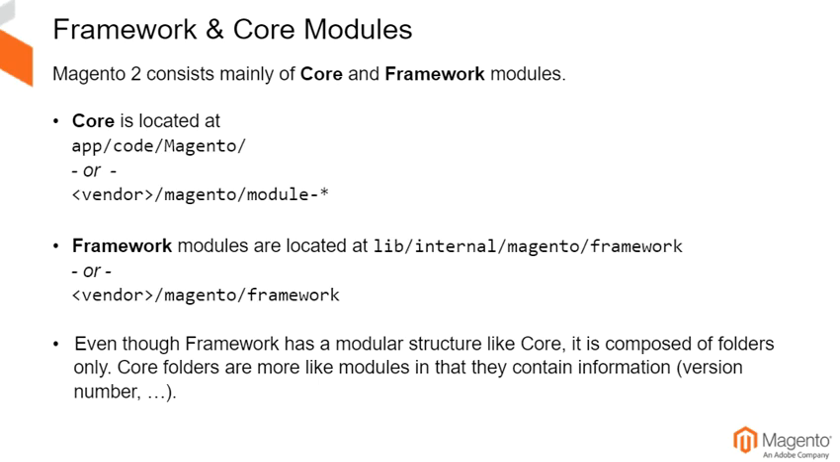The slide describes where Magento 2 code is located. It can be separated to application code, main code, and framework code. Main code includes Magento 2 application logic, while framework contains general code not related to any specific feature.